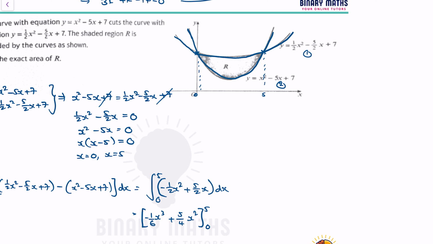From 5 to 0. Substitute each one in, so it's the same thing as minus a sixth times 5 cubed plus 5 over 4 times 5 squared. When I substitute 0 in, I end up getting 0. All I need to do is put the first bracket into my calculator, and I get 125 over 12.